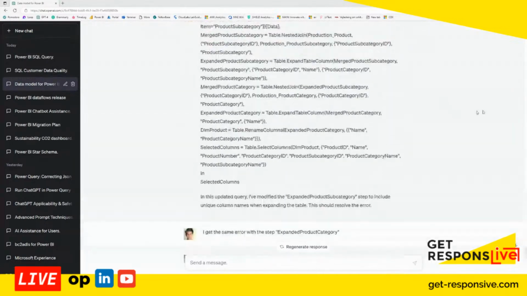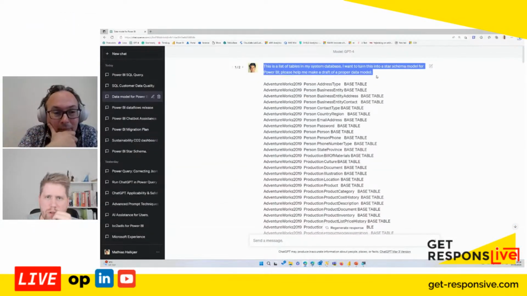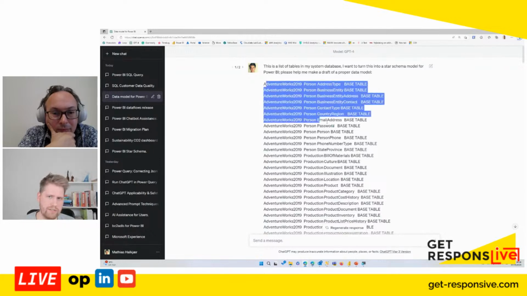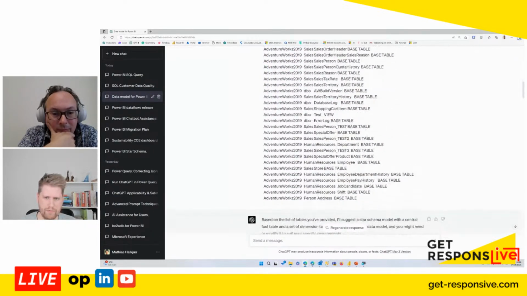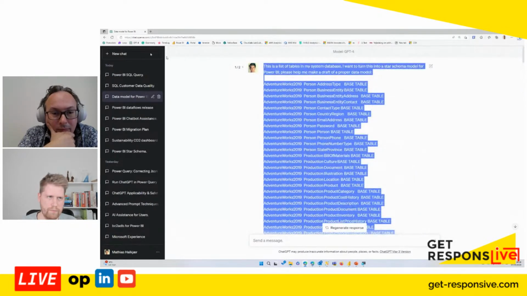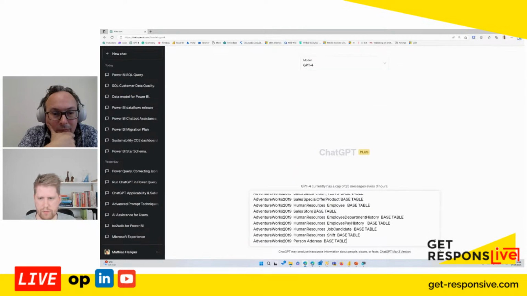Yes, I can go here and ask it. Now we'll just repeat something from earlier. This is a list of all the tables. I wanted to turn it into a star schema model. Please help me draft a proper model. And I can just give it a list of all the tables. I think that's an interesting starting point. So let's try to do it from a new chat and see what it gives us.